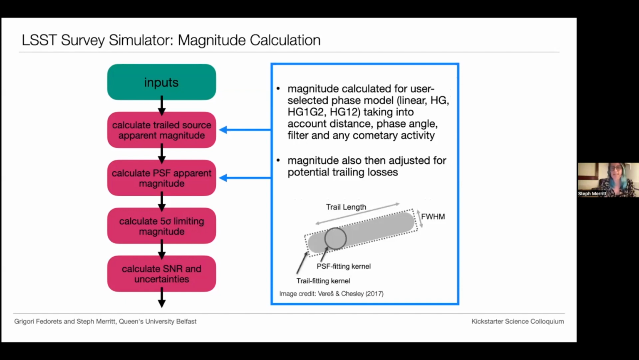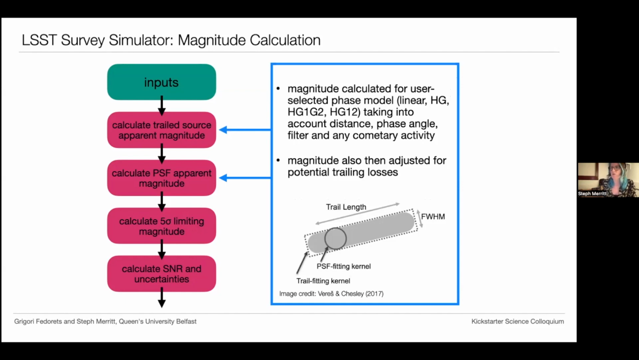The magnitude is then calculated for a user-selected phase model, so linear, HG, HG1G2, HG12 or HG12*, and that'll take into account distance, phase angle, the filter that the observation was made in, and any cometary activity. The magnitude is then adjusted if the user selects for trailing losses.